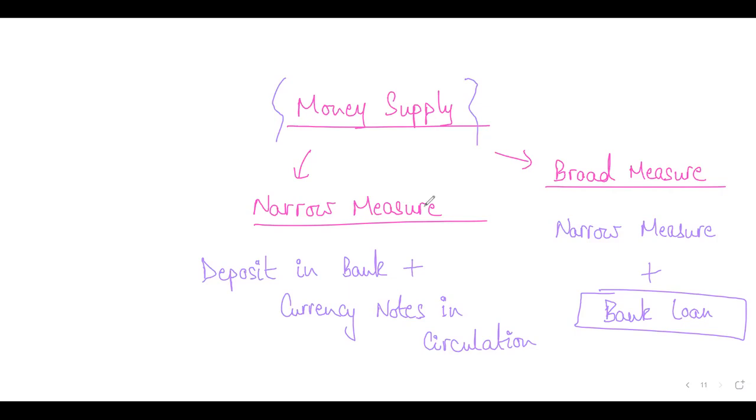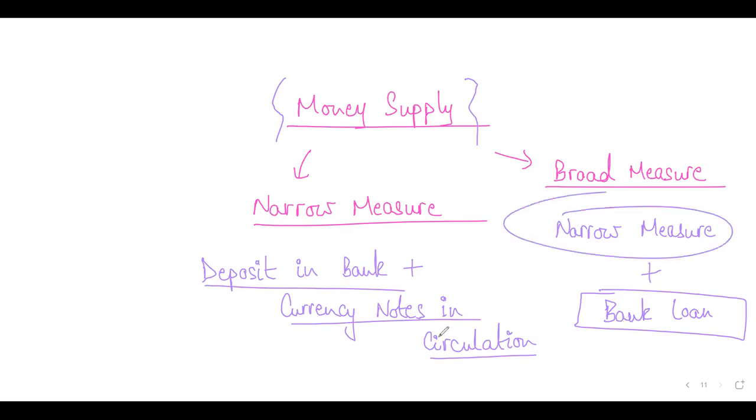So in the narrow measure, it's only the deposits or the cash lying in banks, or the currency notes in circulation. Circulation meaning how much cash is in your pocket, how much cash is in my pocket. You add all that cash up, that will give you the narrow measure of money, right? The broad measure of money includes the narrow measure plus bank loans, right?